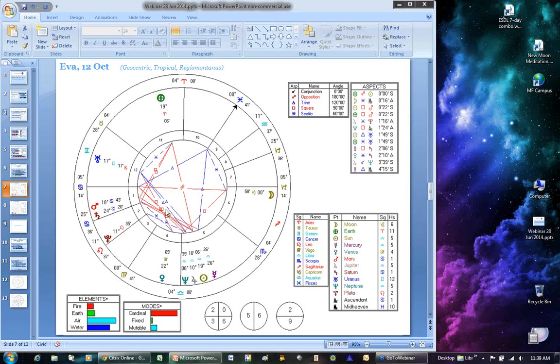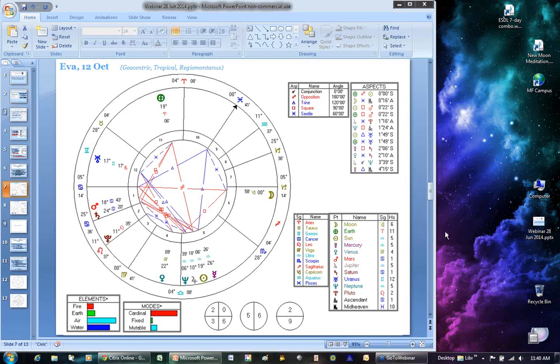Now, of course, squares we know are challenges, but they're also opportunities. They don't come easy to us, but they give us our greatest lessons. So I think that's very indicative of the work that you're doing with those. And I want to point out, since you're talking about Neptune, I have not gone into the MC, but it's also the ruler of the MC, which again just gives it that much more power. Right, right.